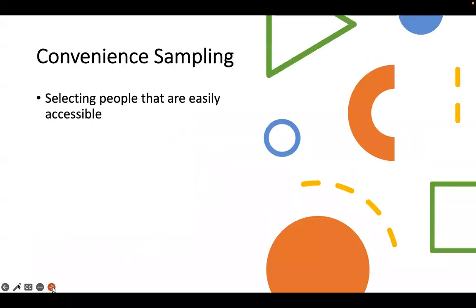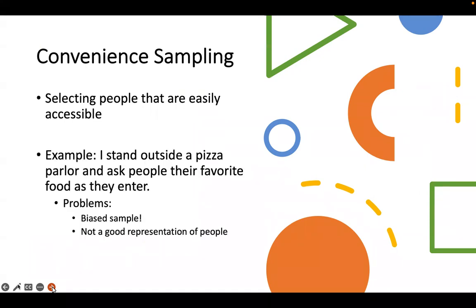And then the last one is convenience sampling, this is simply talking to people who are easily accessible. This is obviously not the best way to go about a sample. So for example, I stand outside a pizza parlor and I ask people their favorite food as they enter. Generally, convenience sampling is very biased because it's easily accessible people. Generally, you're getting a biased sample. You're not getting a good representation, right?